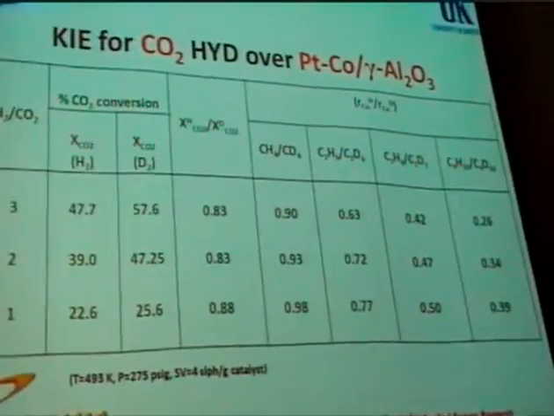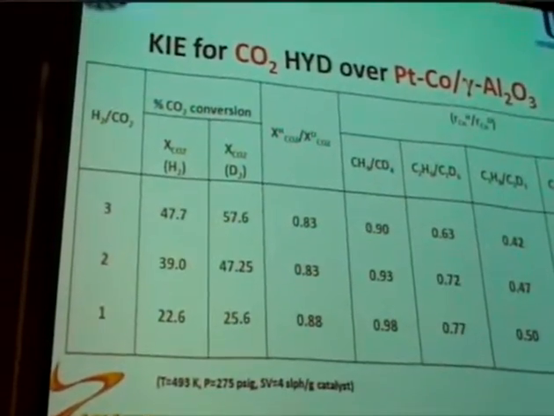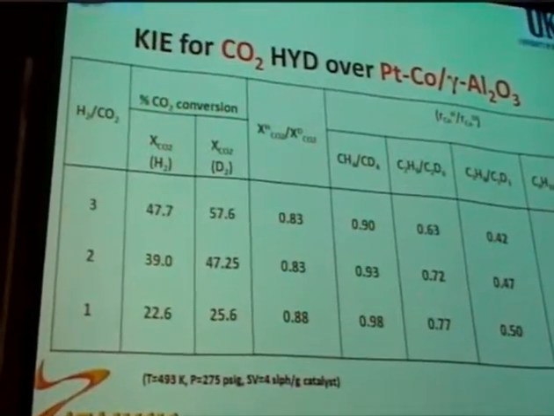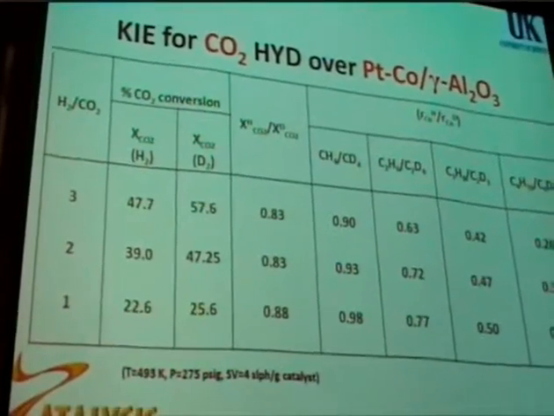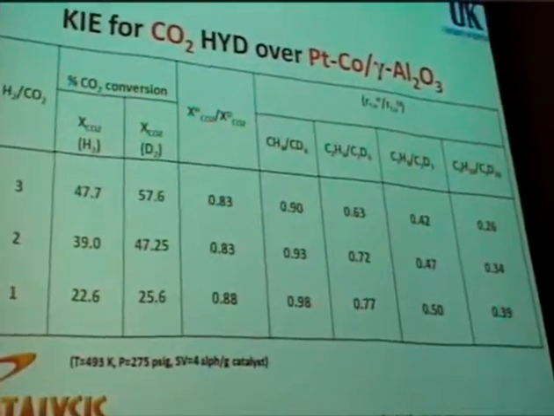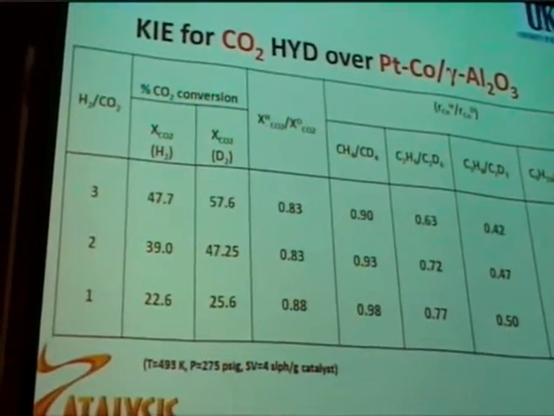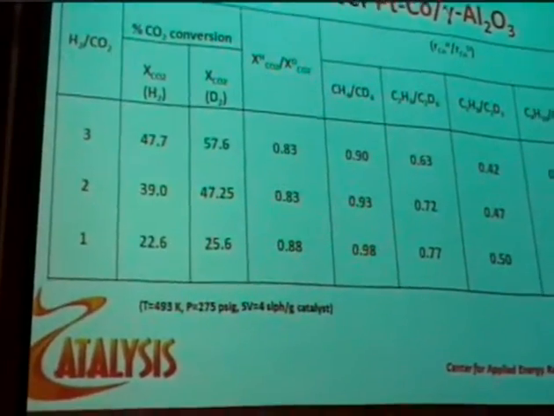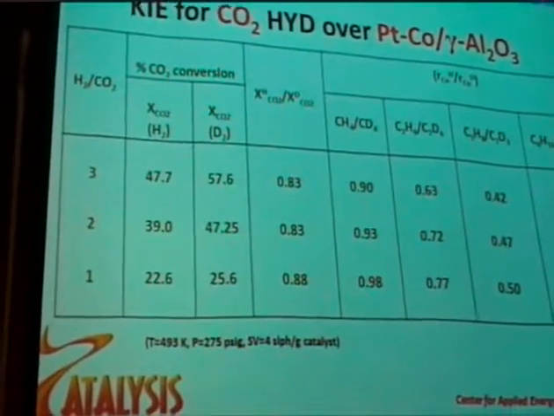If we look at the platinum promoted cobalt catalyst, we get a similar effect. We've done this for H2 to CO2 ratios of 3, 2, and 1. We get a similar kinetic isotope effect, which is XH over XD. It's roughly 0.8.